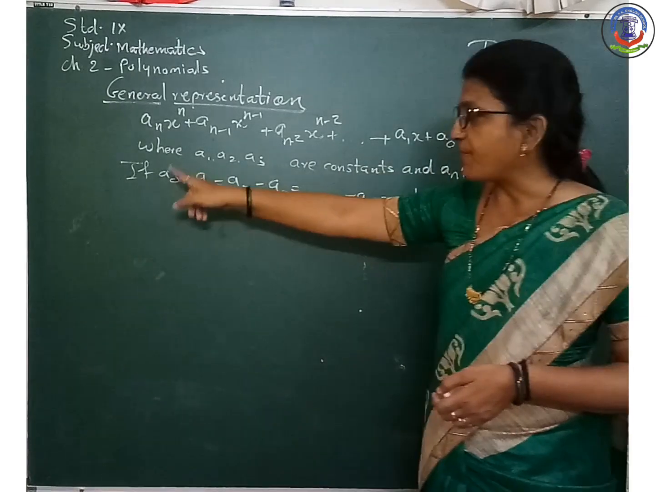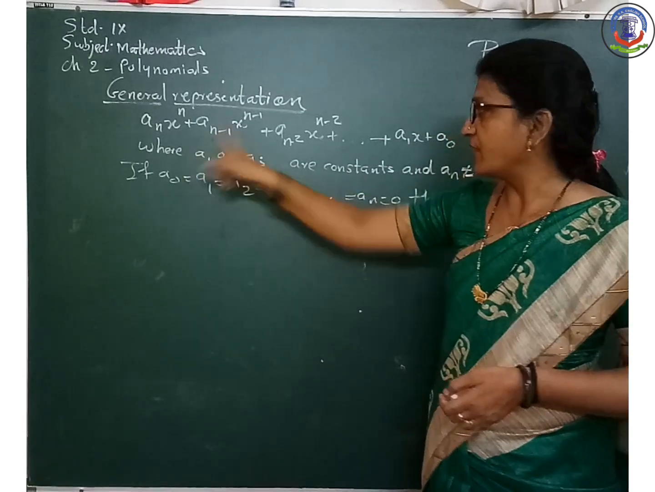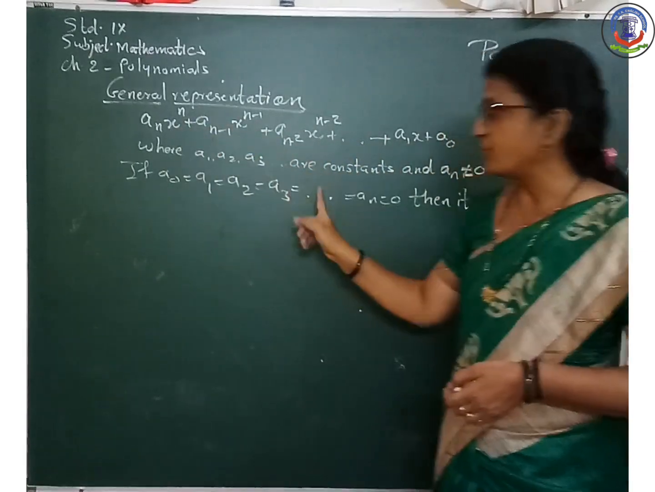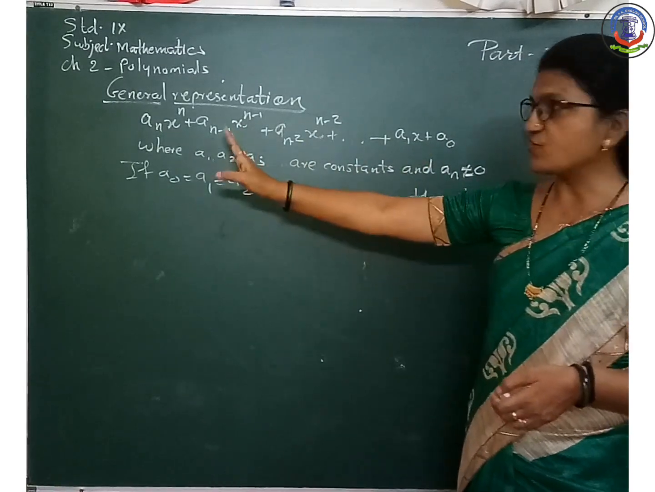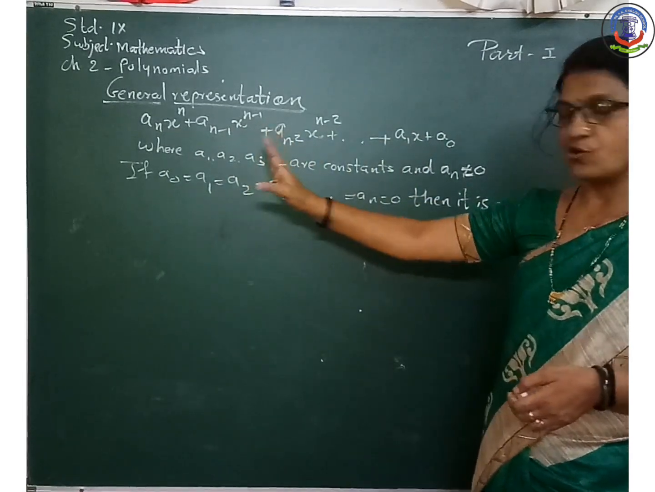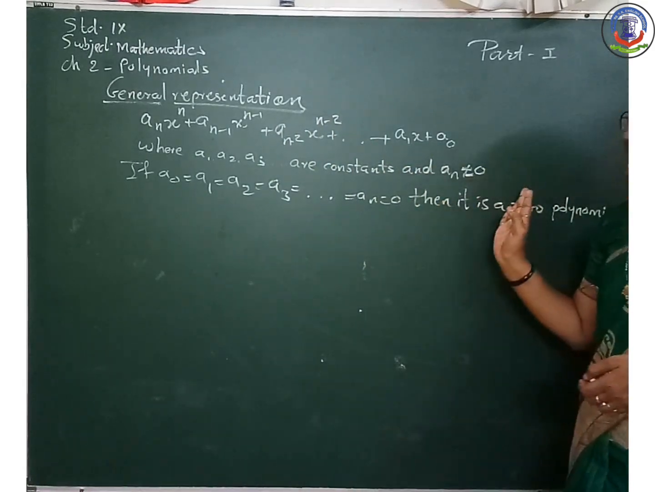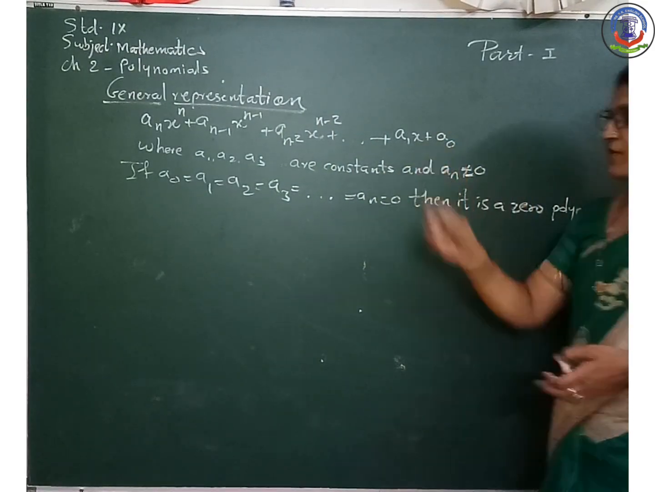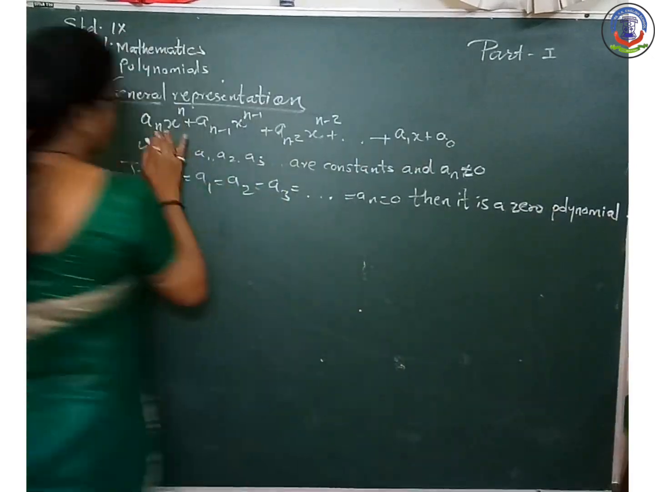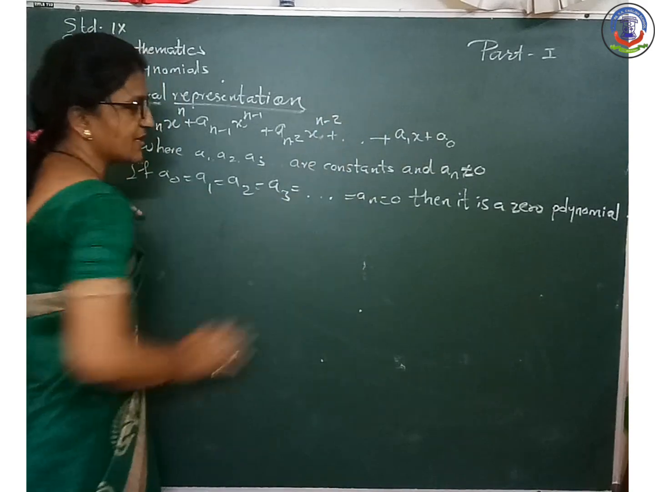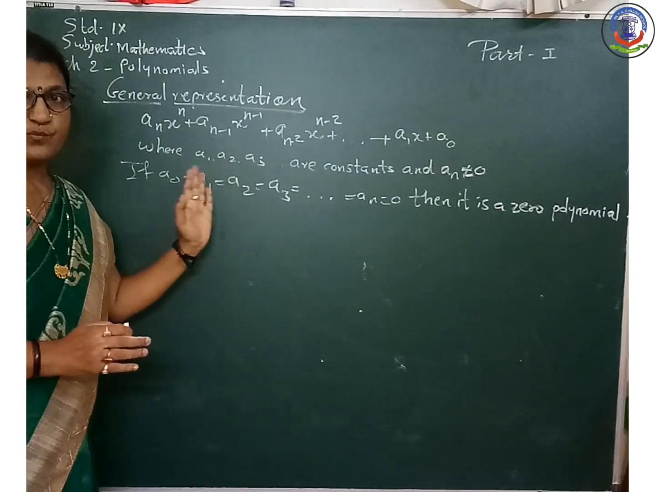Now what will happen if a0, a1, a2, a3 up to an are all equal to 0? All the coefficients are 0. Then this polynomial is converted into the zero polynomial. Then it is known as the zero polynomial. That is, we get this part as 0, this one 0, 0, 0, the last one 0. So this is converted into the zero polynomial.